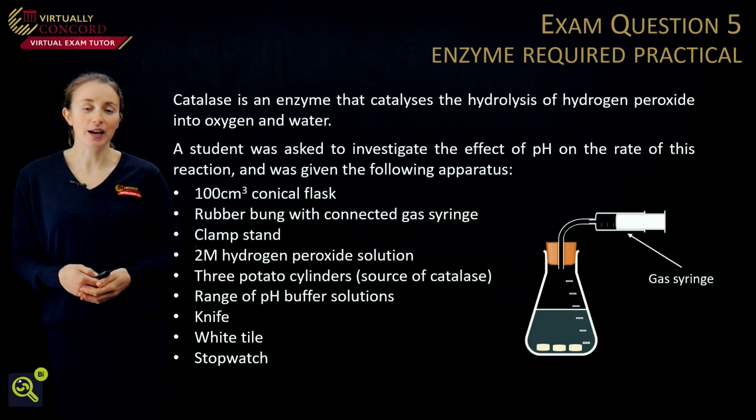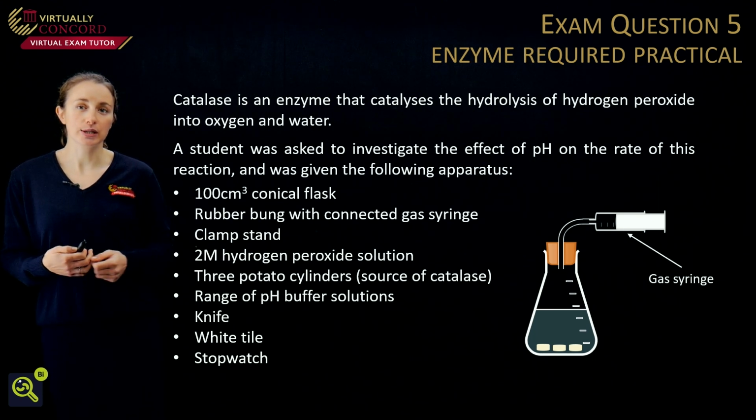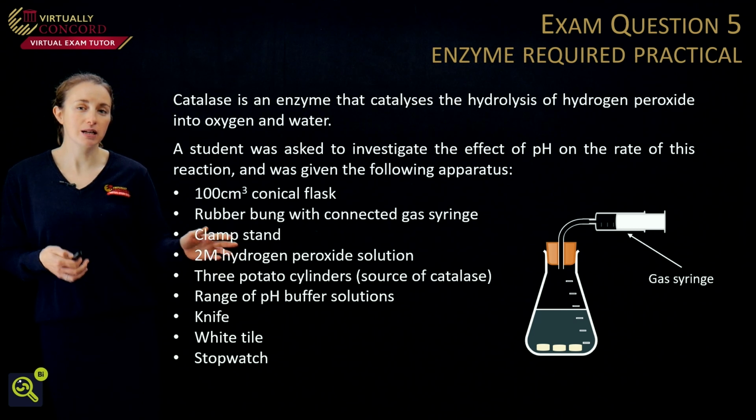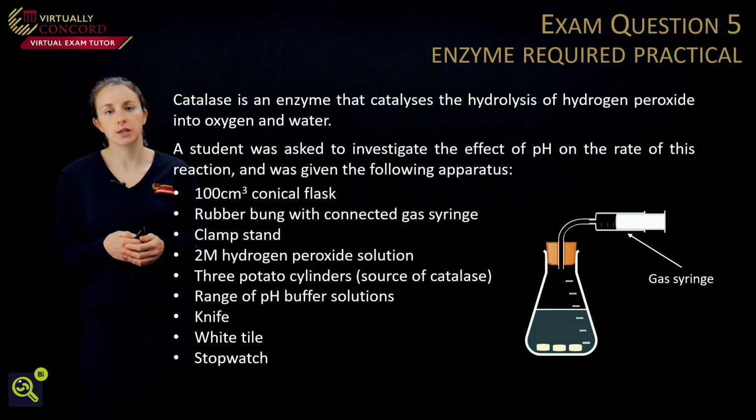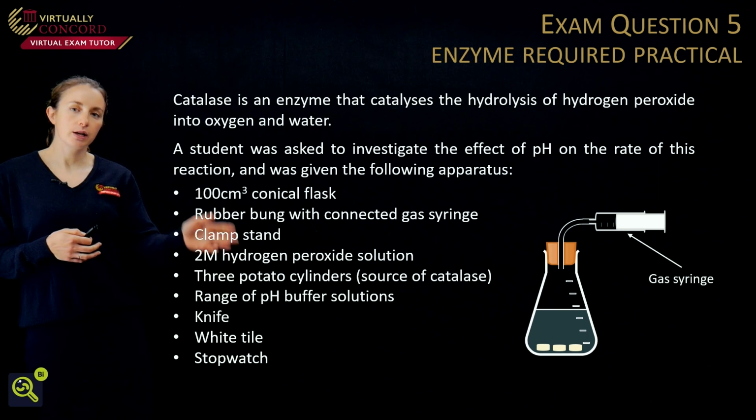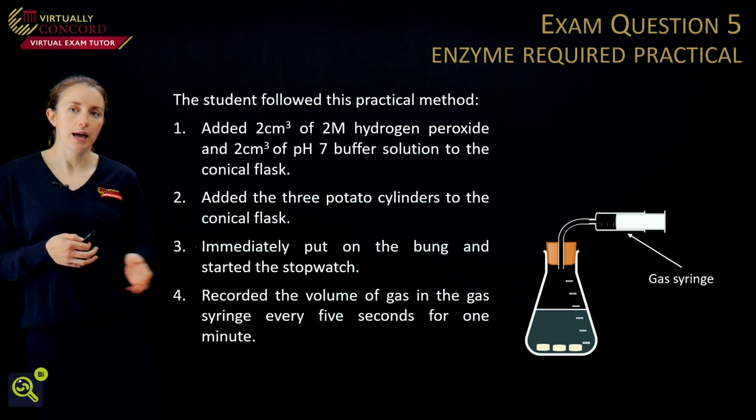So question number 5 is based on the enzyme required practical, and this one is using hydrogen peroxide and catalase, and the source of catalase here is potato. There are various different natural sources of catalase, such as liver is a really good one, but potato is another. And then you're given an equipment list here, and you're also given a method.